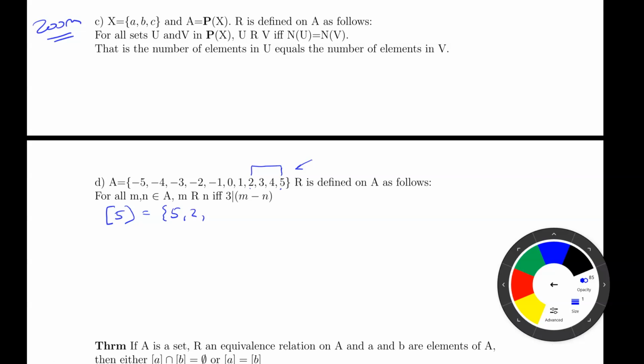And then what other numbers will 3 divide? If I take 2 and negative 1, right? And if I take 5 and negative 1, will 3 divide that? Yes. So for any combination in here, subtracting these two, m minus n, 3 divides that. And so what else can I put in here? Let me just use a different color here: negative 1 and negative 4.